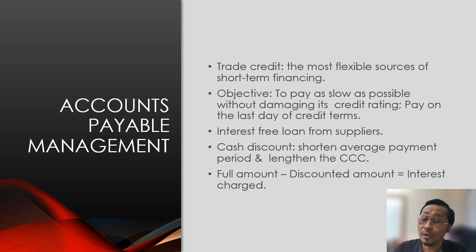The firm can either pay the full invoice amount at the end of the credit period or pay the discounted price at the end of the discount period. The variance between both amounts paid to suppliers must be evaluated. If the firm takes the cash discount, it will shorten the average payment period and lengthen the cash conversion cycle. If not, it will be paying the full invoice amount charged. The difference between the full amount and the discounted amount is an interest charge on the firm.